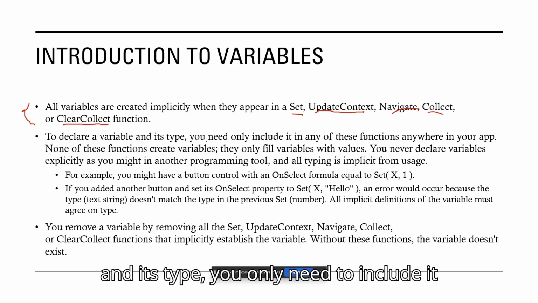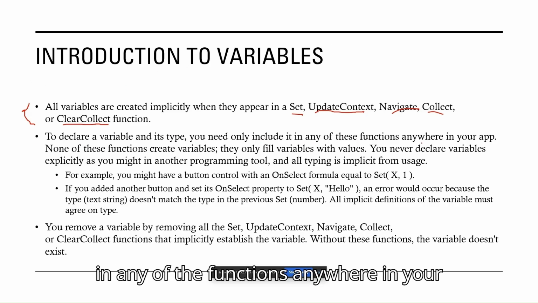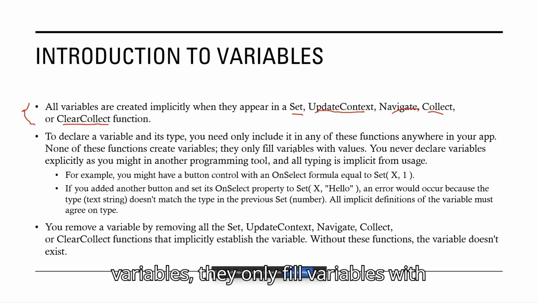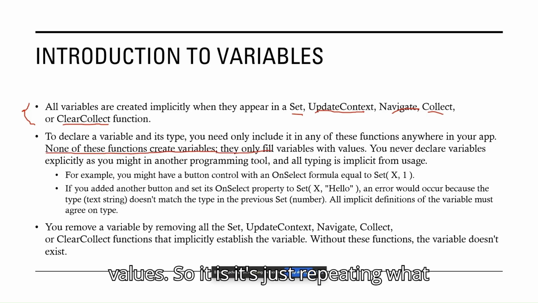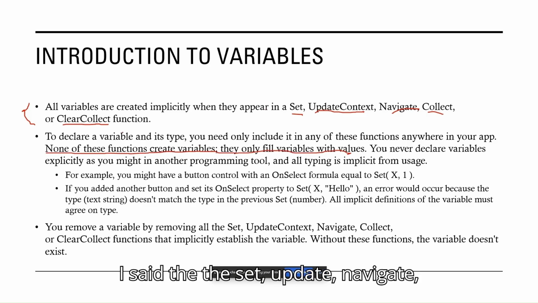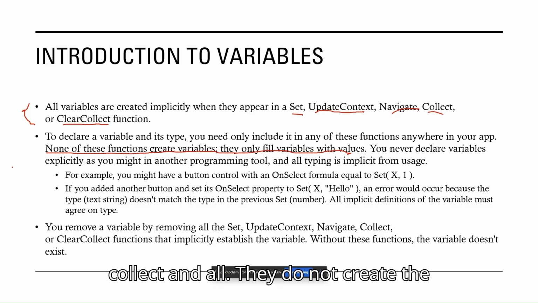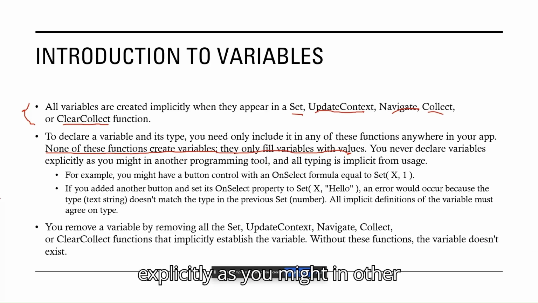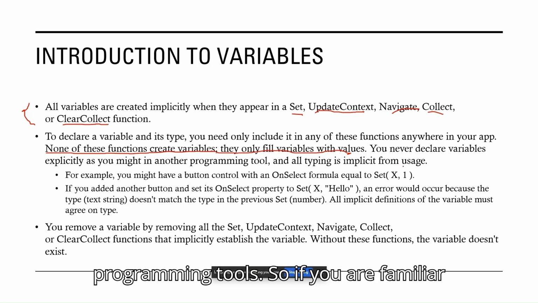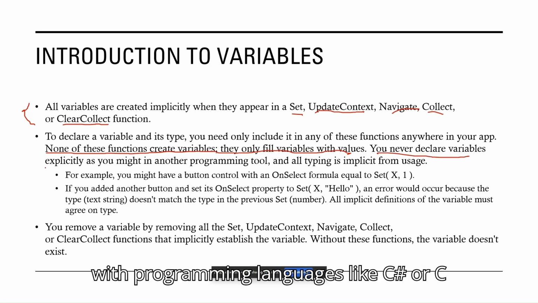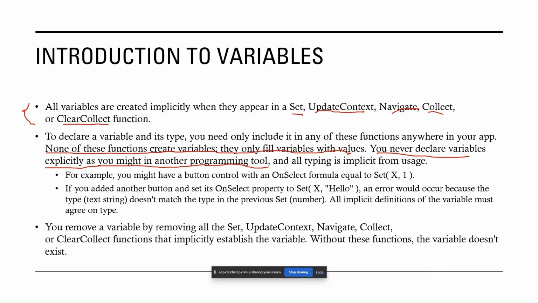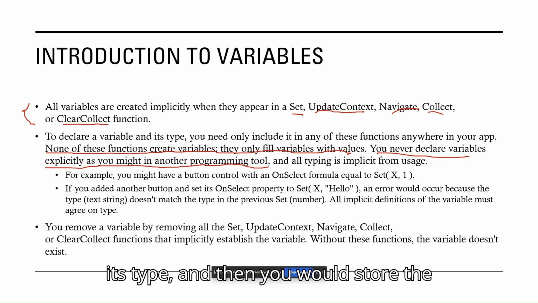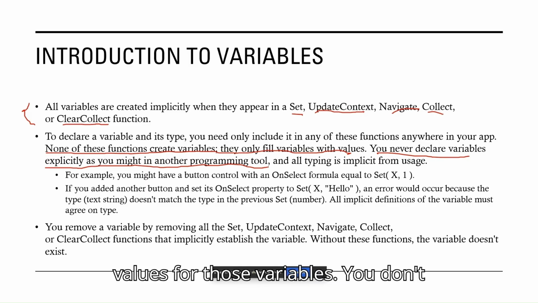To declare a variable and its type, you only need to include it in any of the functions anywhere in your app. None of these functions create variables; they only fill variables with values. You never declare variables explicitly as you might in other programming tools. If you are familiar with languages like C Sharp or C, you would have to give a command which declares the variable and its type, and then store the values. You don't have to do that in Power Apps.